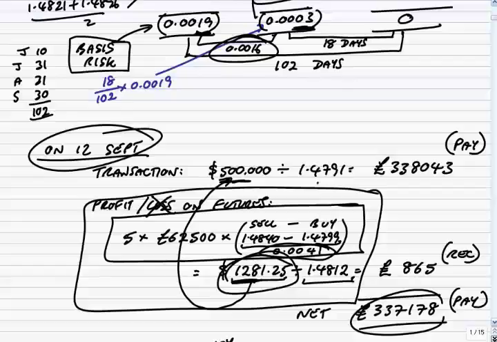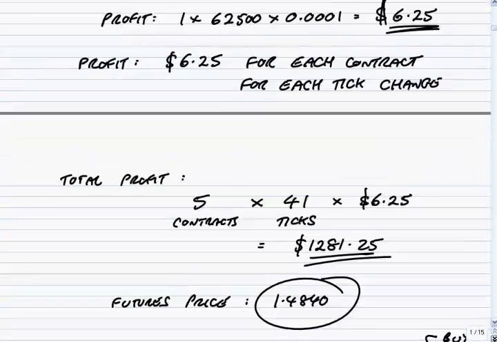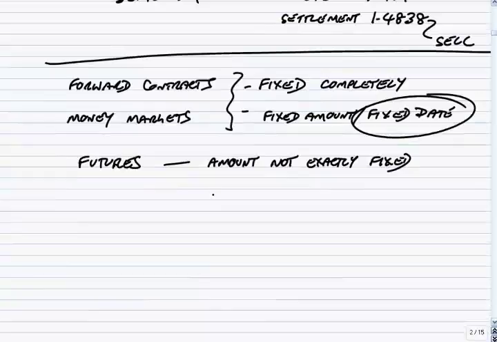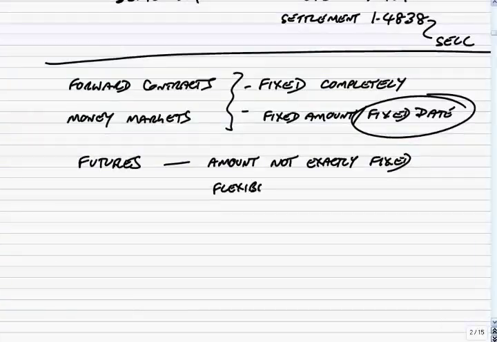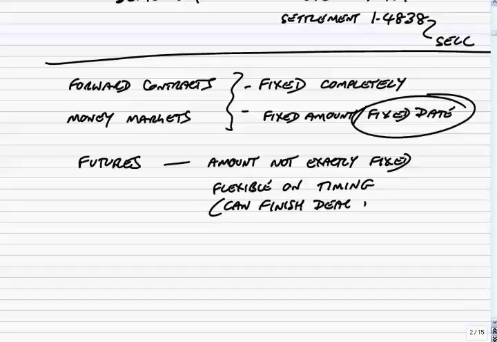The only limit on you is that if you've gone for September futures, you have to finish the deal by the end of September. So if you thought there was any chance of the transaction date being later, you'd have gone for a later future. But apart from that, you're not limited to these fixed dates. That's the beauty of futures, that they're flexible on the timing. You can finish the deal on any date, up to the end of the future. The September futures, you've got to finish by 30th September, but you're not limited to one particular date. And that's what makes them so attractive.